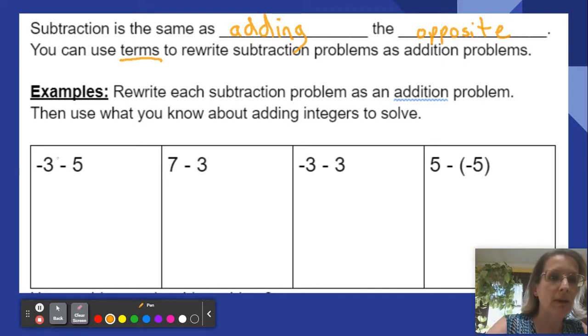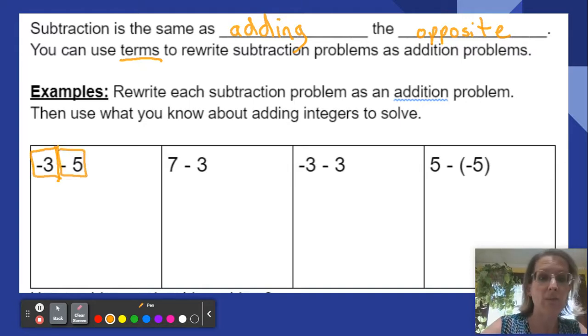So I like to separate my terms out. So I have negative 3 minus 5. And as a term, I can actually look and see that negative 3 minus 5 is the same thing as negative 3 and adding a negative 5. So when we rewrite that as addition, it'll be negative 3 plus negative 5.